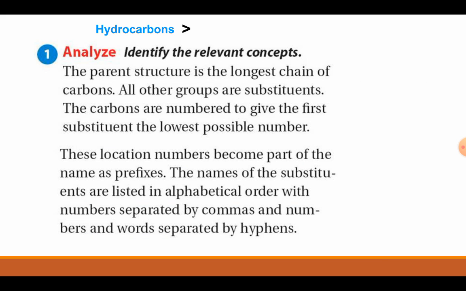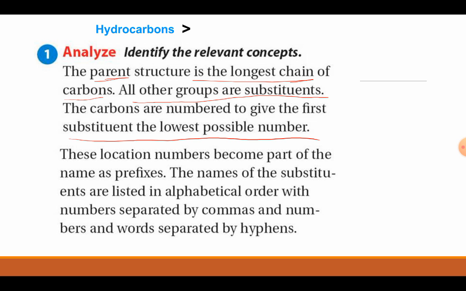To name, you have to follow the steps. The parent structure is the longest chain of the carbon. So the longest chain is what? The parent, yes. All other groups are just substituents. The carbons are numbered to give the first substituent the lowest possible number.